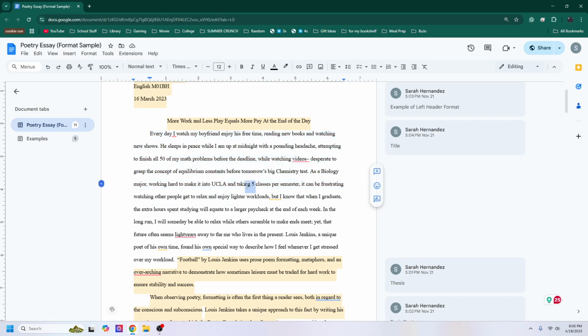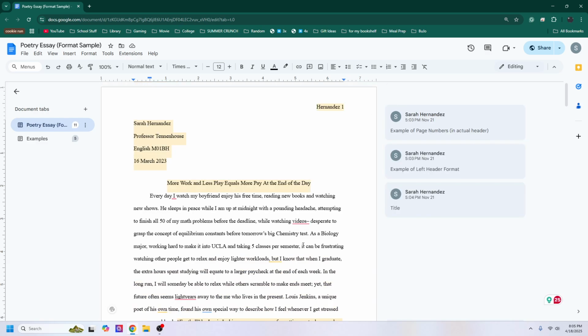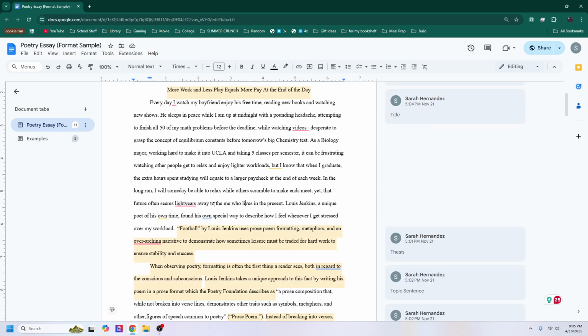I also did not type out the word 5. If the number is under 10, if it's any number under 10, it should be written out as a word. But if it's more, like 50, you'd write it as a number. So even tutors make mistakes. This was pre-tutordom, but I digress.